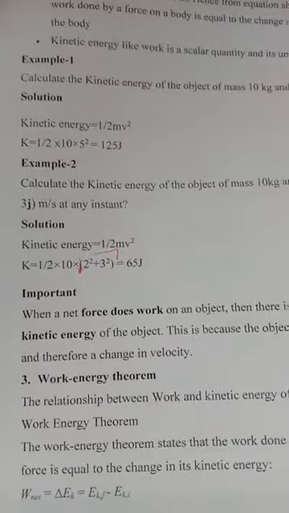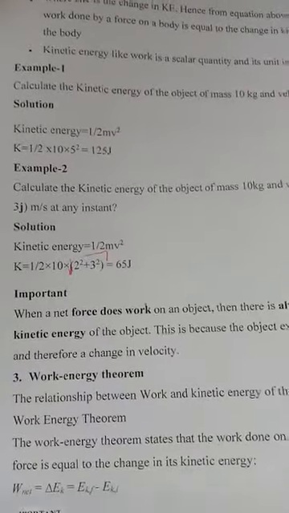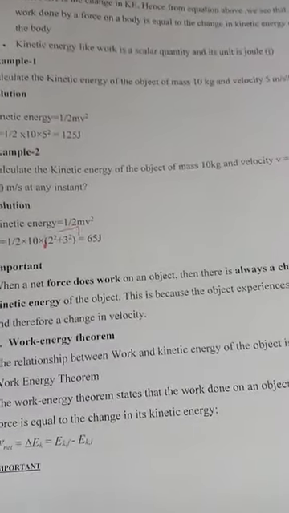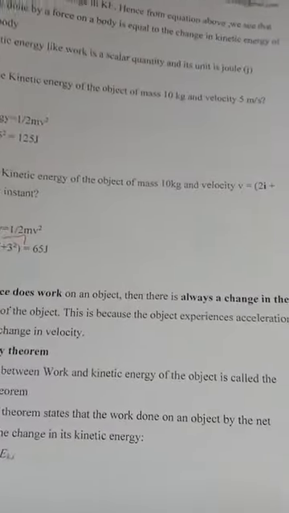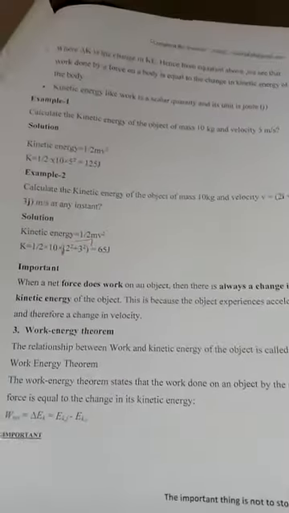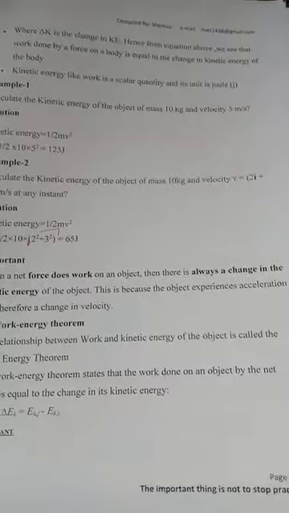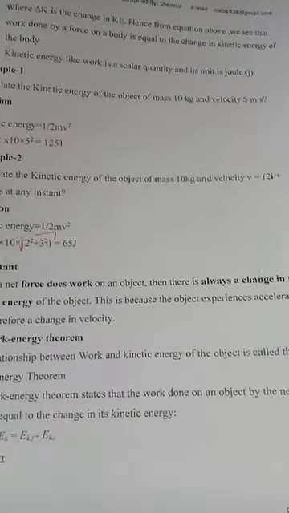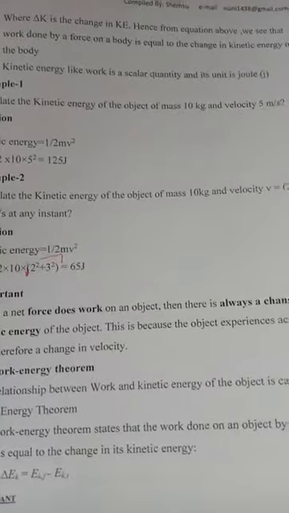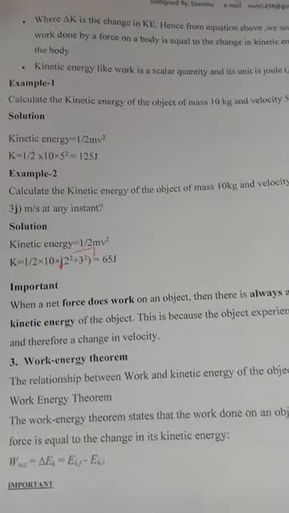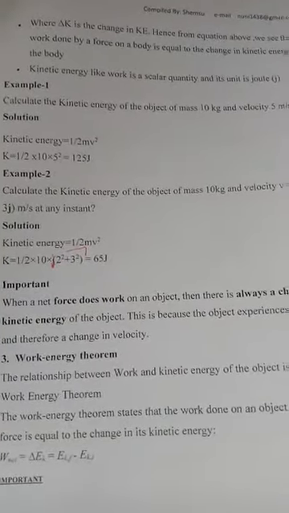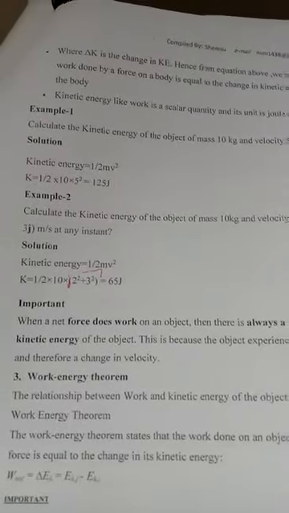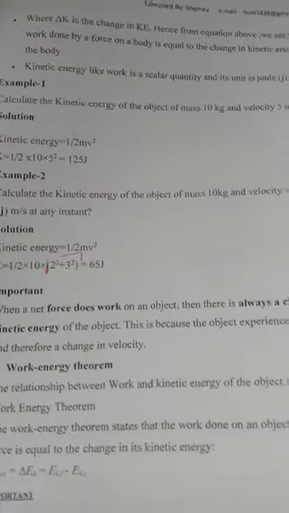So there is an important note here. When a net force does work on an object, there is always a change in what? Kinetic energy of the object. This is because the object experiences acceleration and therefore a change in velocity. That is the concept of kinetic energy in work. You know that the definition of work is a change in energy, or form of energy, from one form to the other, from one body to the other.